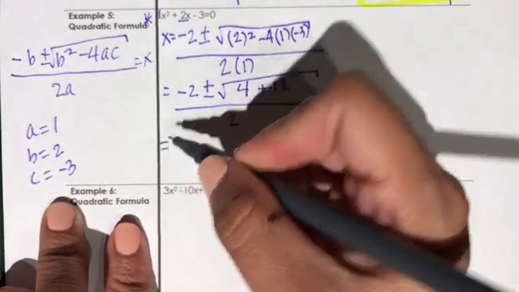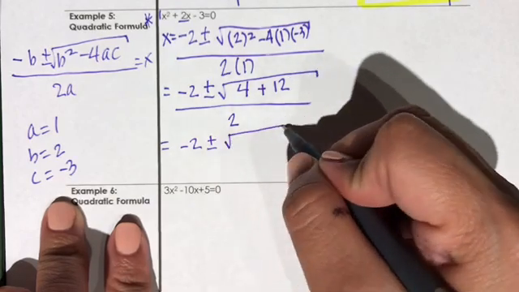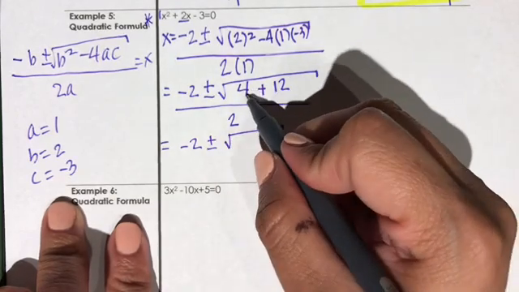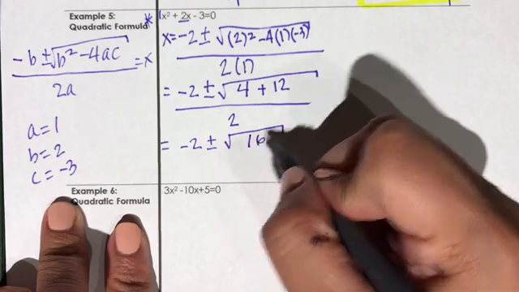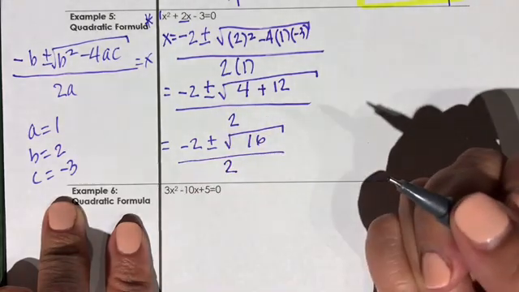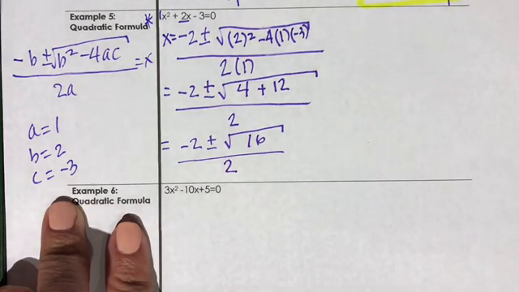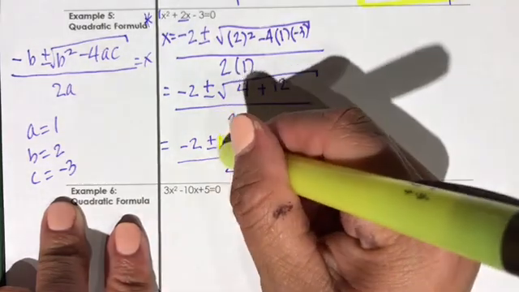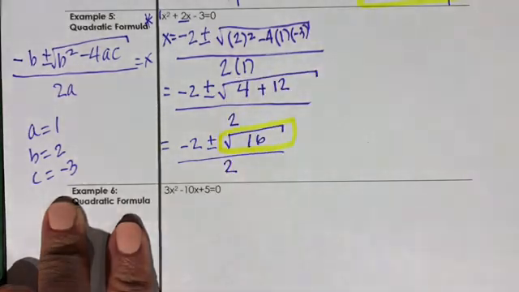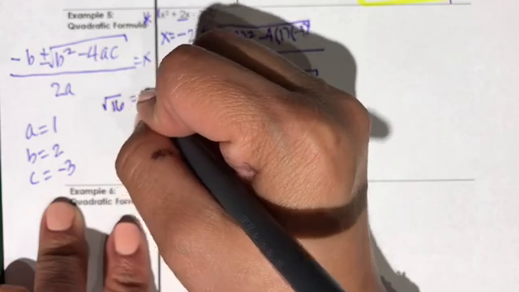So I'm going to keep on simplifying. Negative 2 plus or minus the square root of 4 plus 12, which is 16, all over 2. Okay, now let's look at the square root of 16 on its own. So the square root of 16 equals 4.